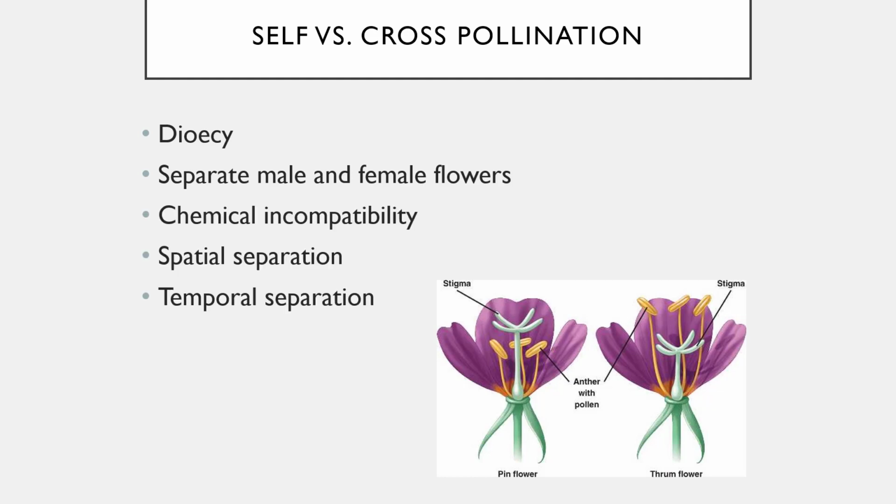Okay, so self versus cross-pollination. Of course, you've got to have cross-pollination when you've got dioecious plants, with separate male and female flowers. There may be something about the male or female or the two different flowers that are incompatible. They may not be near each other, so that's spatial separation. And then there's temporal separation, so perhaps not all the flowers on one plant are available to pollinate the other flowers on that plant at the same time.